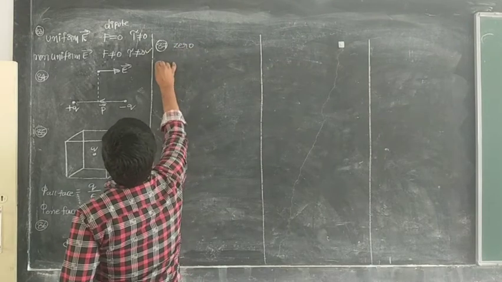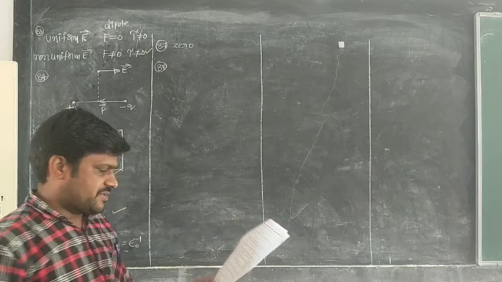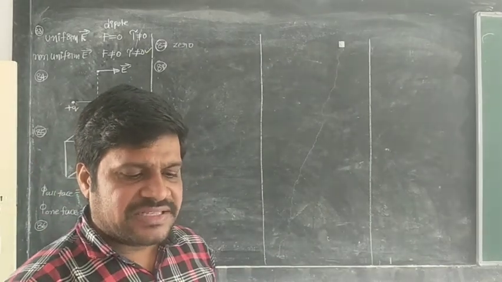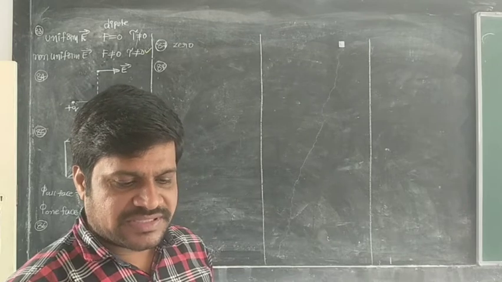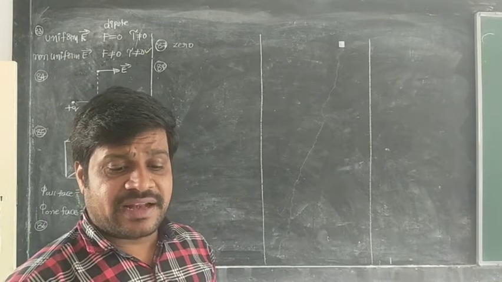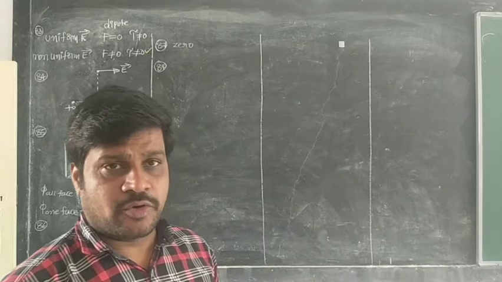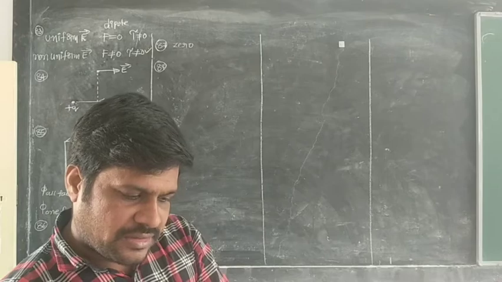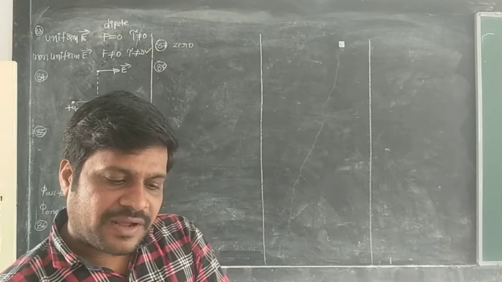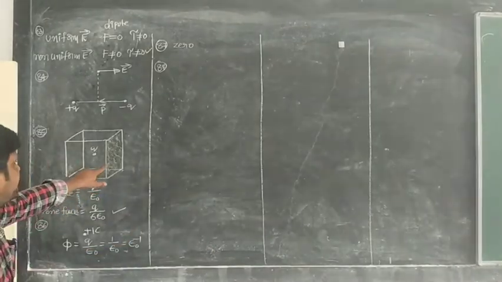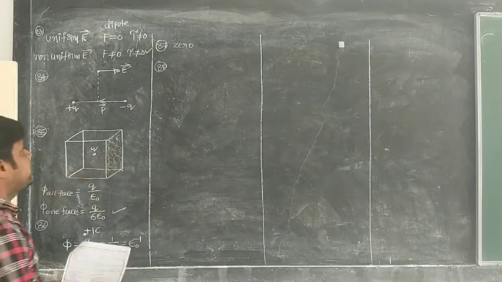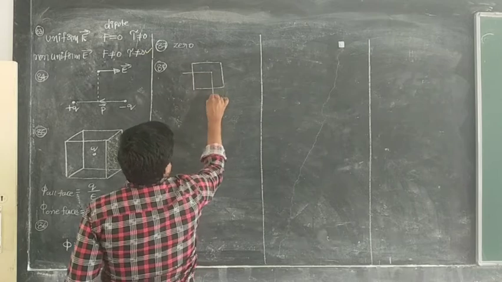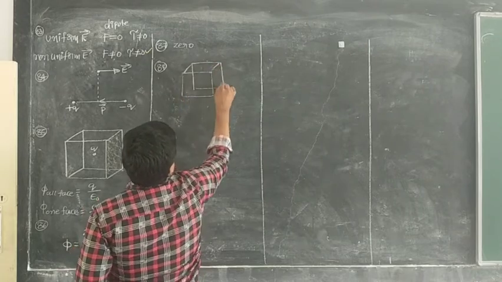Next, 88. Question number 88. Just see. A point charge plus q is placed at the center of a cube of side L. Then the electric flux emerging out from the cube. Here they said from the cube, but in problem number 85 they asked for flux through one face. In problem 88, they are asking flux through all faces.